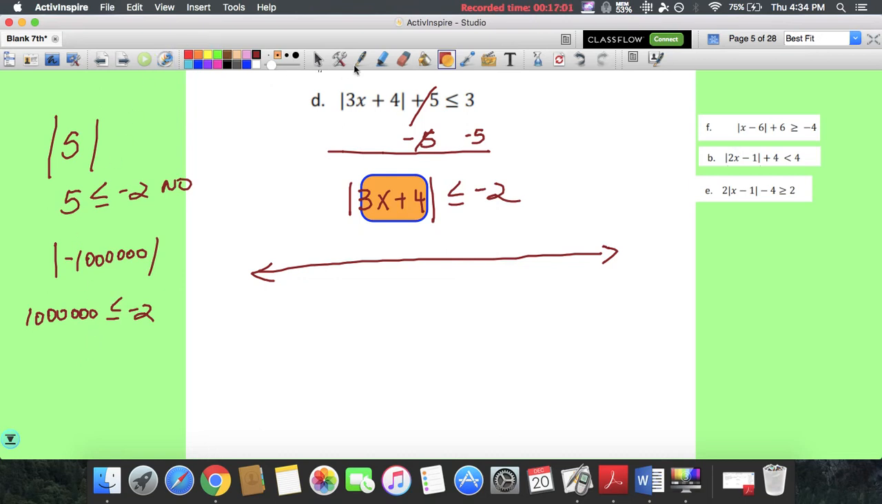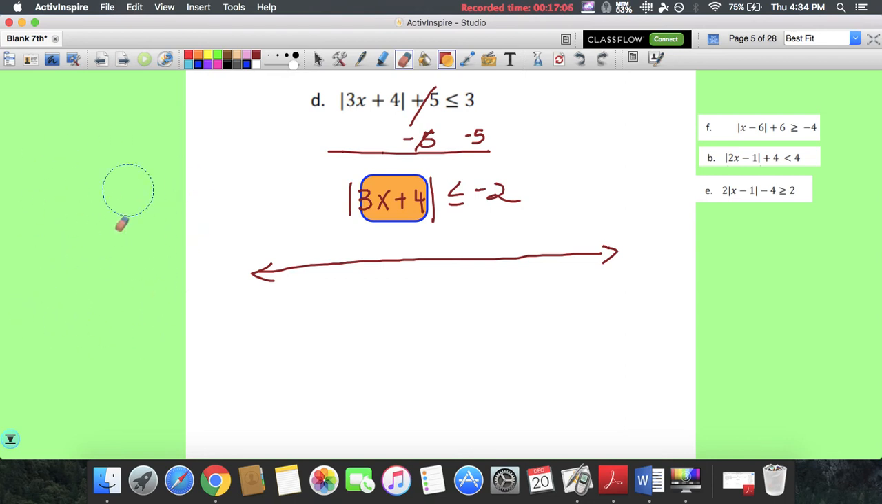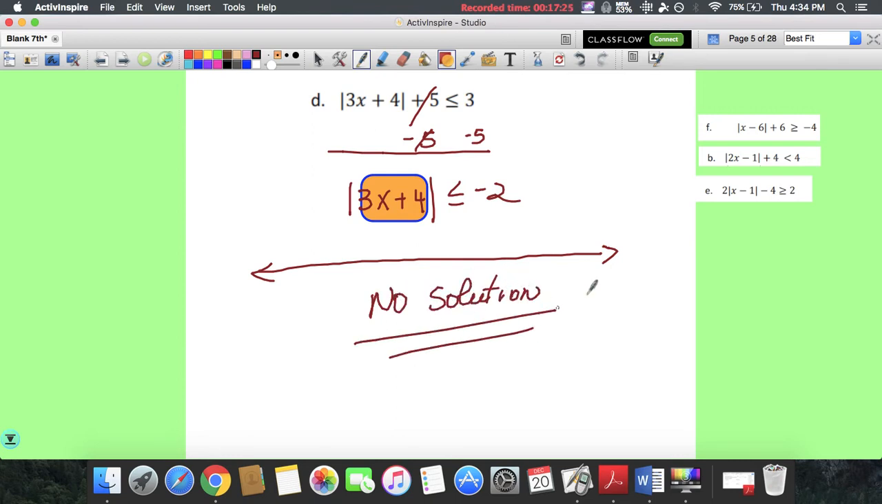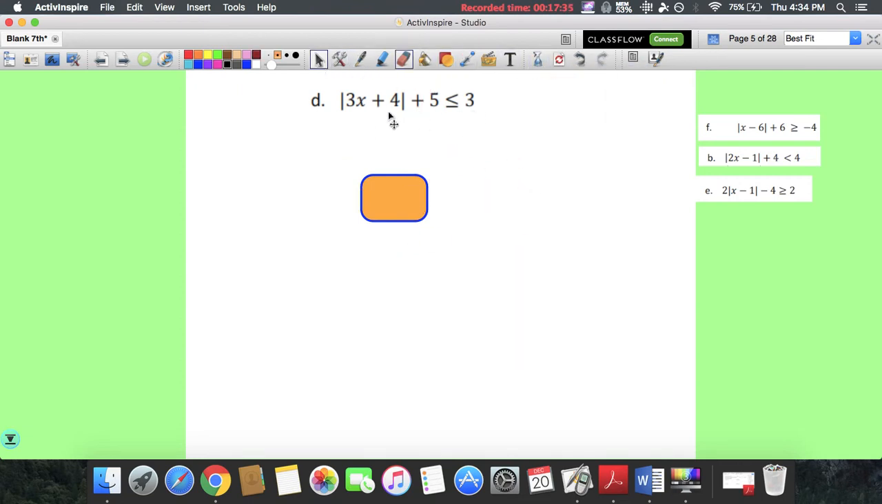If you take the absolute value of any number, it will always turn out to be a positive number. Why? Because we're measuring distance. So therefore, there is no way you can take the absolute value of anything and that value be less than a negative number. So for this particular problem, there's no solution because that's just not possible. You can't take the absolute value of something and that something be less than negative 2. So this problem wouldn't end up right here. Let's move on to the next one.